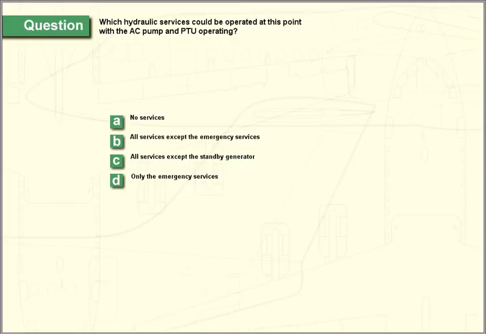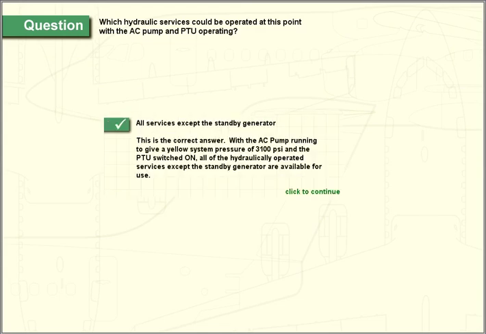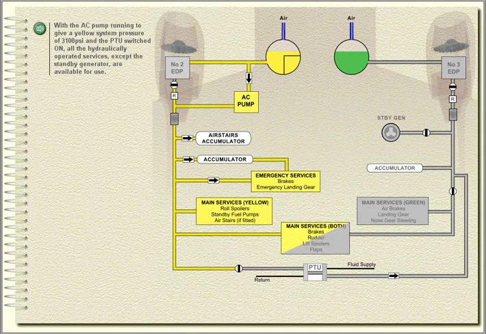Which hydraulic services could be operated at this point with the AC pump and PTU operating? With the AC pump running to give a yellow system pressure of 3,100 psi and the PTU switched on, all the hydraulically operated services, except the standby generator, are available for use.